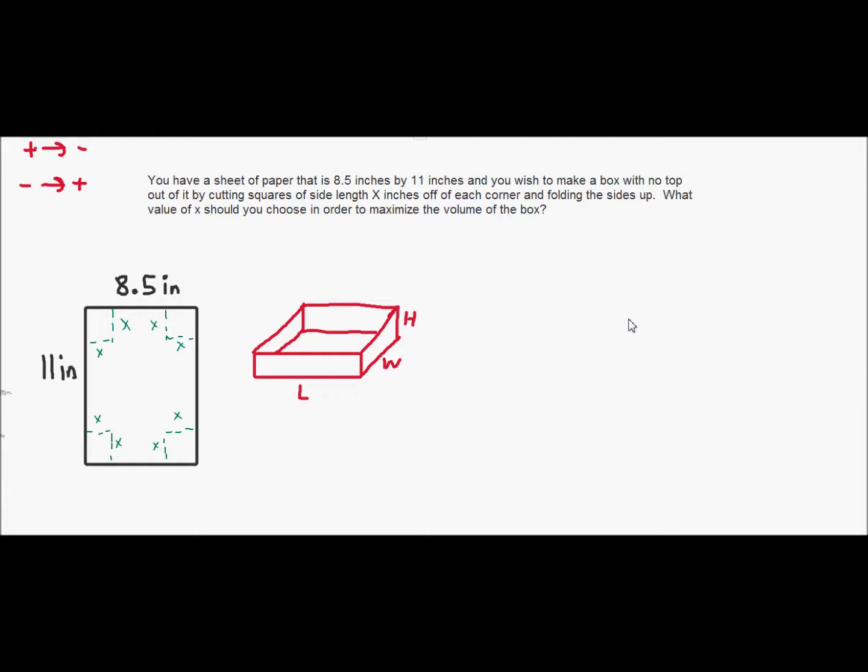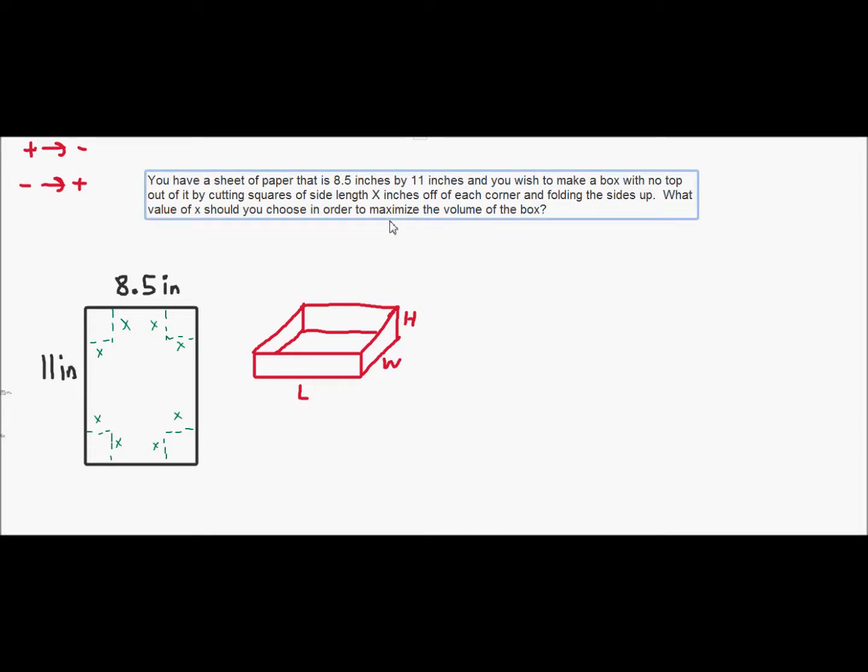So here's this problem. It says that you've got a sheet of paper. It's 8.5 inches by 11 inches, pretty standard. You wish to make a box with no top out of it. You're going to cut squares of side length x inches off of each corner and fold the sides up. So down here we've got a sheet of paper, 8.5 by 11 inches. We're going to cut out these little squares on each side. And you can see if you cut those out, it's going to look like a big plus sign kind of. And if you fold up the tabs here, it's going to make a box. Kind of looks like this. Volume is pretty simple. It's length times width times height. And our goal here is to find out what x should be in order to maximize the volume of our box.